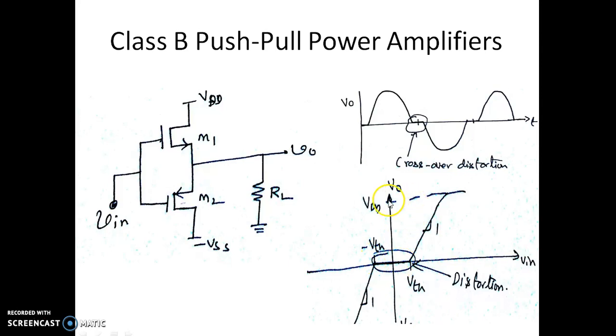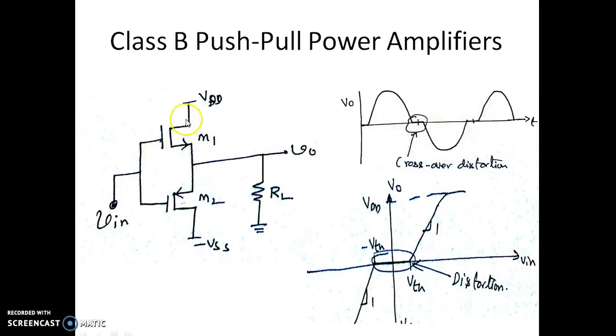Now you can see the transfer characteristics of this class B push-pull power amplifier. If the input voltage is less than the threshold or greater than minus threshold, the output is 0. Otherwise, the output follows the input. The slope is 1 here. So the class B push-pull amplifier is giving a sine wave with a small amount of distortion. If we can neglect this distortion, then we can see the waveform is a sinusoidal waveform.